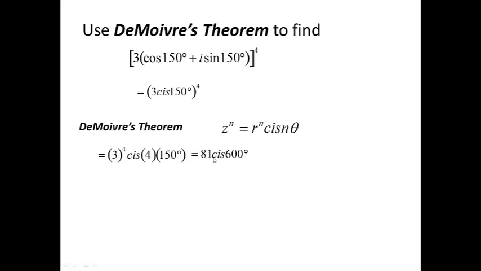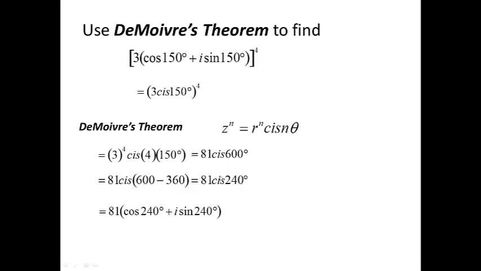That's going to give me 81 cis 600. Well, 600 is too big. It goes all the way around the circle more than once. Let's subtract off 360, and we keep subtracting off 360 until we get something less than 360, making sure it's not negative. And we get 240. So that's the final answer here.